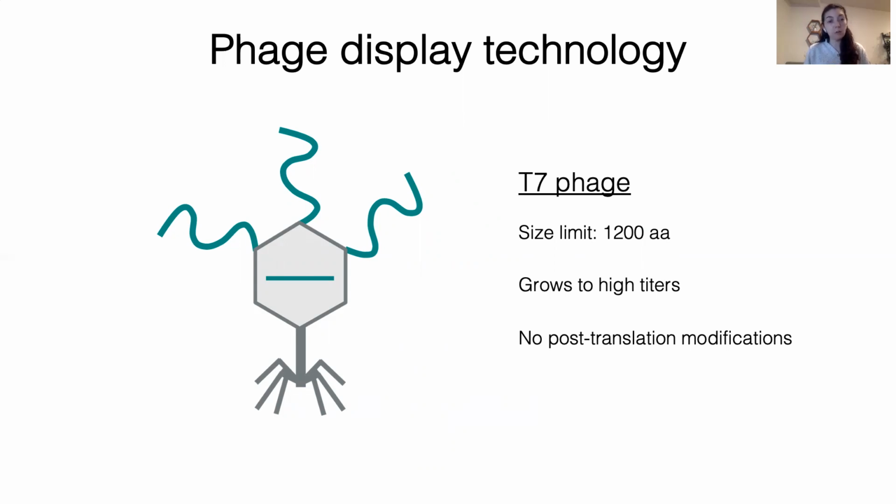Additionally, it's important to note that because the phage are grown up in bacteria, they're going to lack any post-translational modifications. So if you're interested in studying an epitope that relies on glycosylation, those aren't going to be added to the proteins when they're made. So that's just something to note.